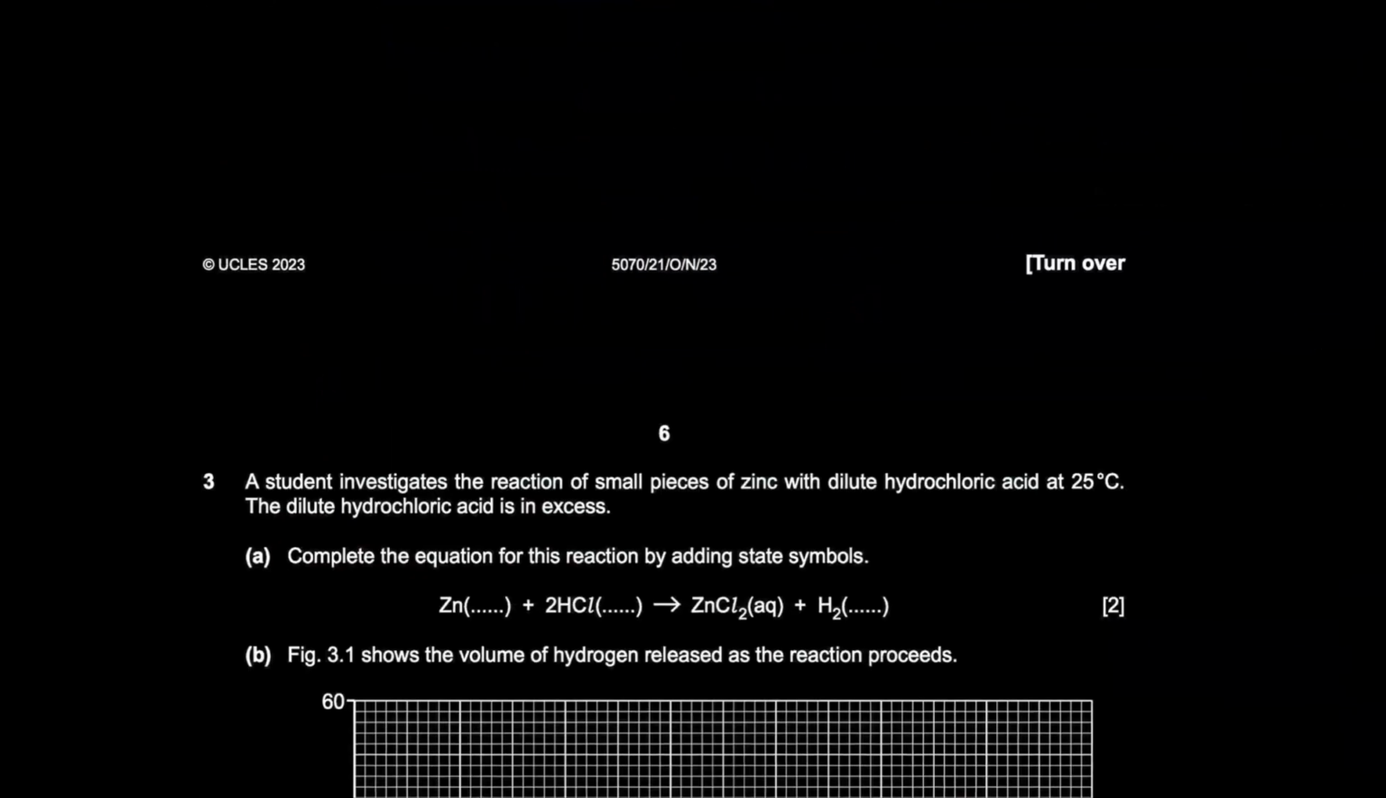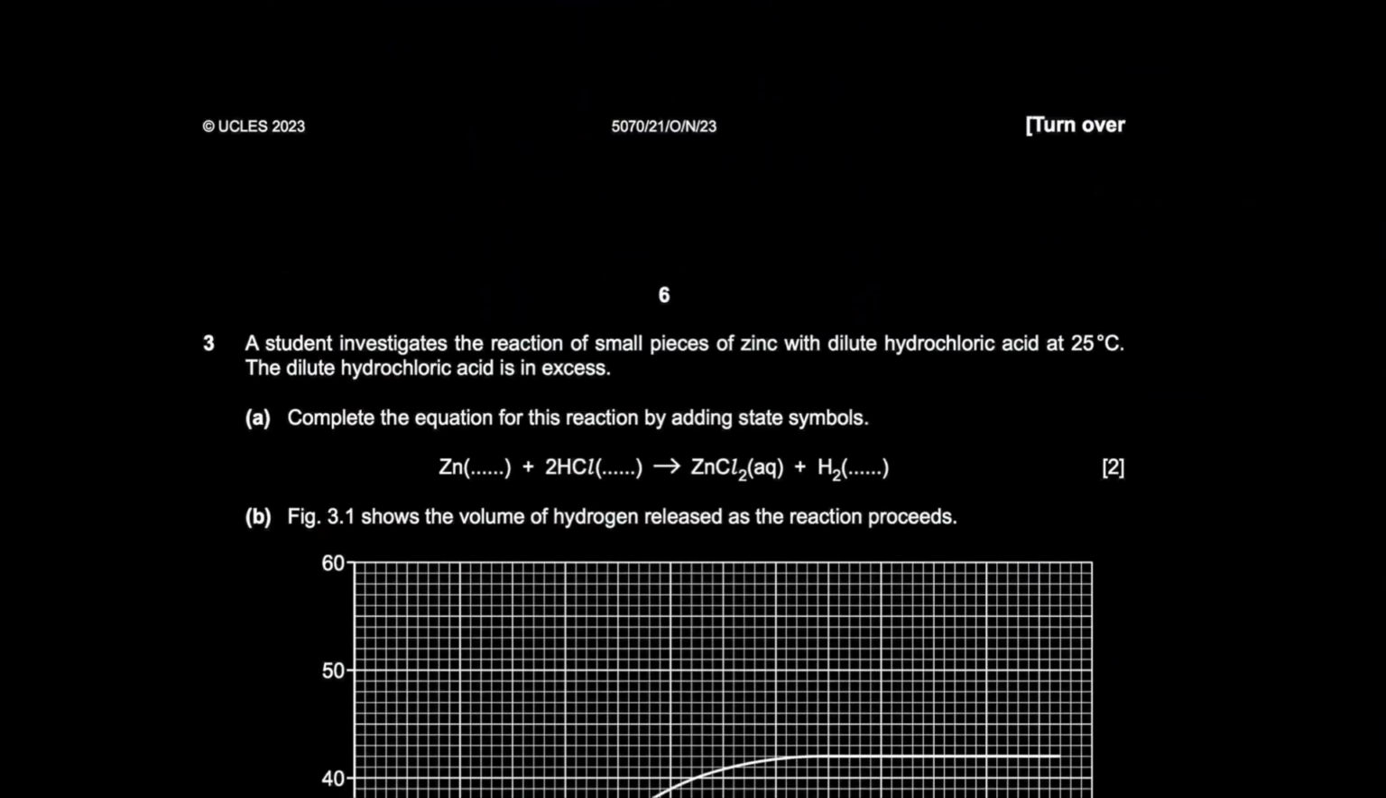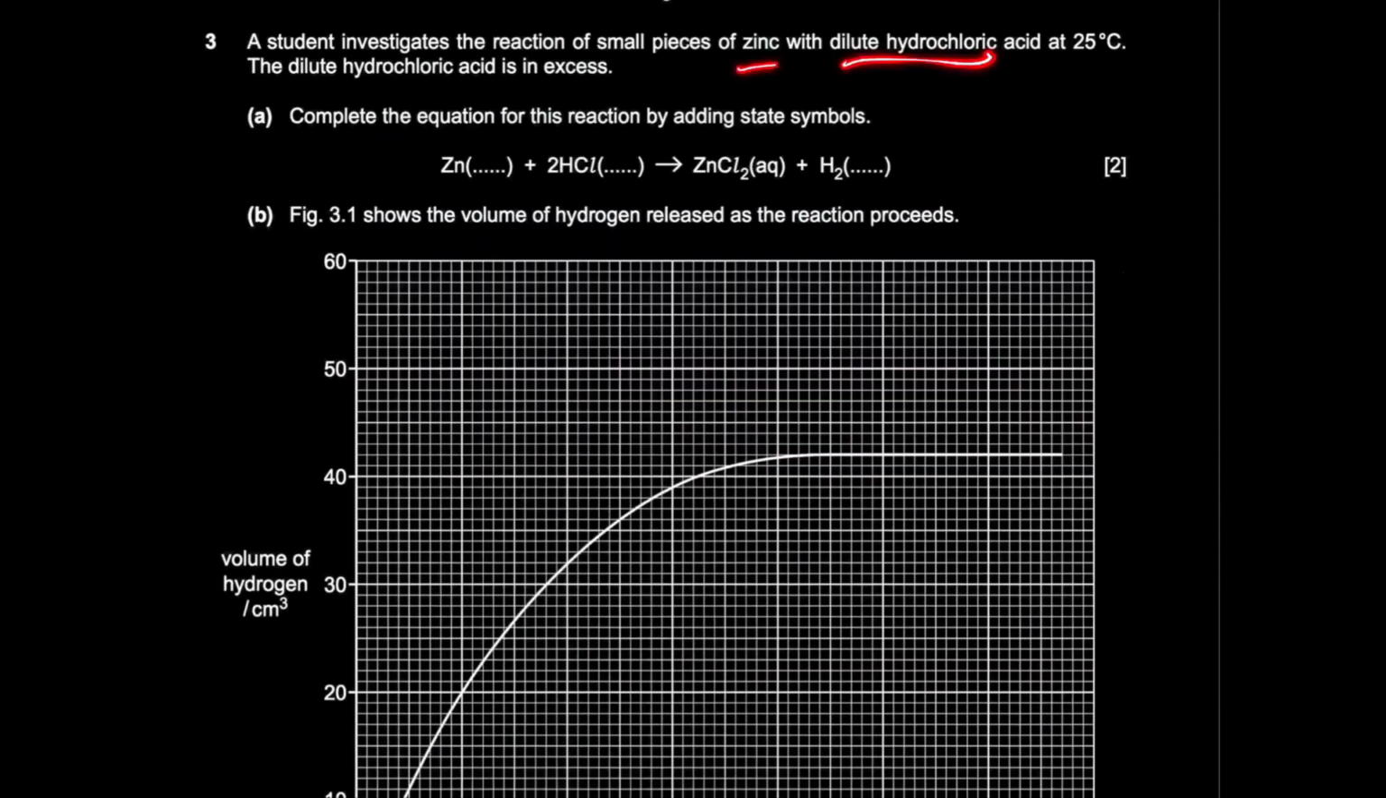Okay. A student investigates the reaction of small pieces of zinc with dilute hydrochloric acid at 25 degrees Celsius. Complete the equation for this reaction by adding state symbols. Okay. Zinc is a metal, solid metal. Hydrochloric acid will always be aqueous. Zinc chloride is aqueous. Hydrogen is a gas. Right?